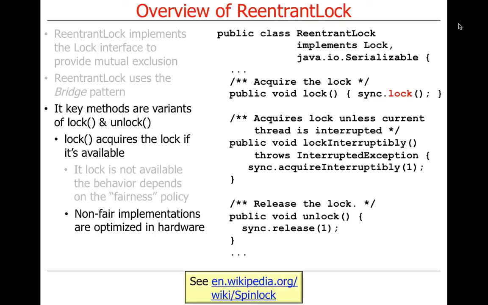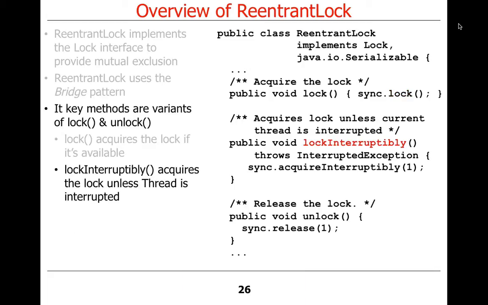Non-fair implementations are optimized in hardware. They do a little bit of spinning, but they're not pure spin locks. Now, here's something weird. Something went wrong in the Java community at some point. Somebody got confused, and they made the default behavior for ReentrantLock to be uninterruptible, right? And so if you wanted to have your lock operation interruptible, you had to have something called lockInterruptibly. But then when they did the condition variable stuff, they did it the other way around. So you have await, which is interruptible by default, and then you have awaitUninterruptibly. So it's always very confusing.